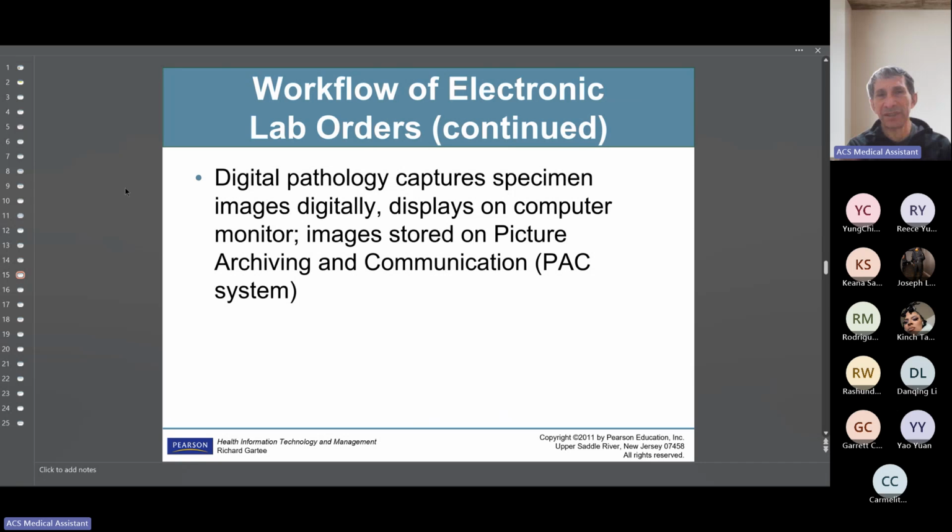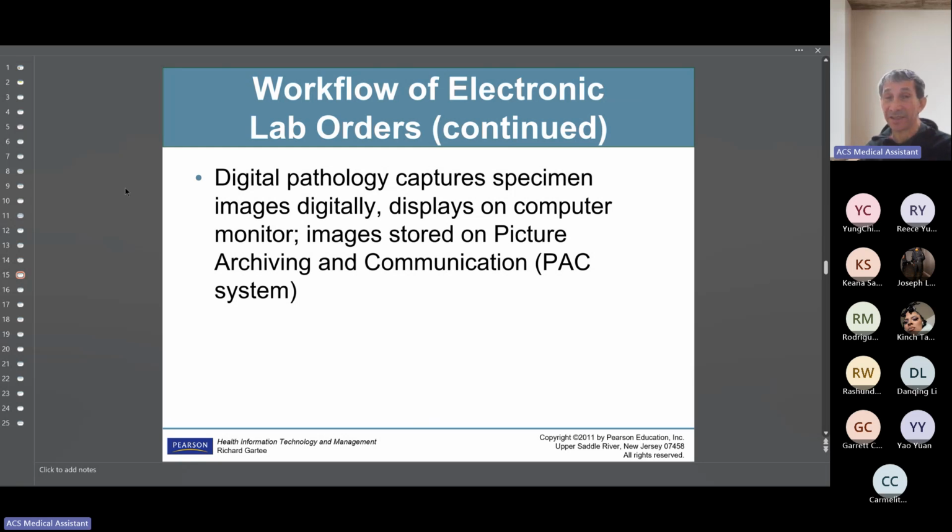Here we have digital pathology, which captures specimen images digitally. Once again, pathology has to do with disease. Path means disease, logy means study of disease. So it's going to show within the report what disease the patient has. And you as a specialist are going to decide what is the best course of treatment for this patient.